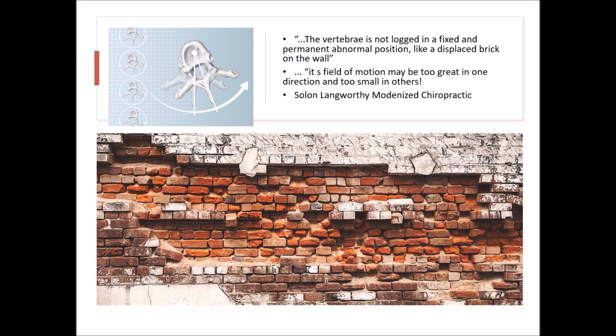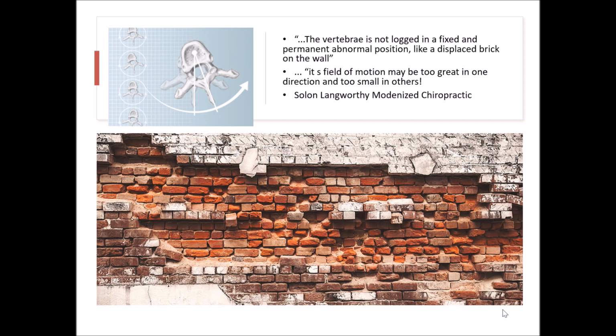The amazing part of this history is when Solon Langworthy said that the vertebra is not locked in a fixed and permanent abnormal position, talking about the field of motion that can be great in one direction and small in the other. He was fighting against the concepts of Palmer, who was proposing and trying to improve all the time, even after this book, because the Palmer model was composed after the age of the modernized chiropractic. When he wrote this in this book, he was fighting against the static model of Palmer in the Palmer family.